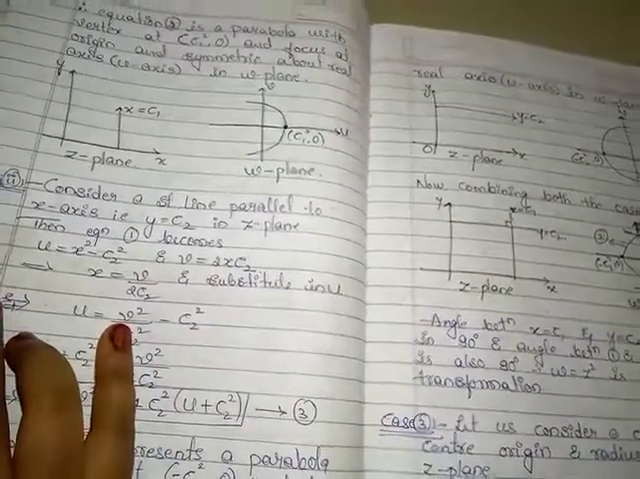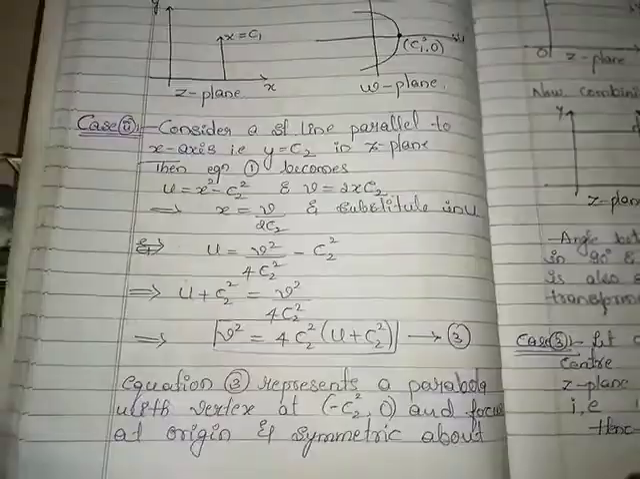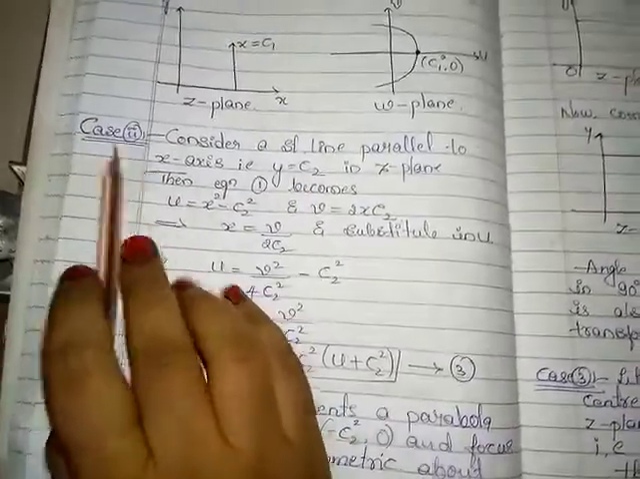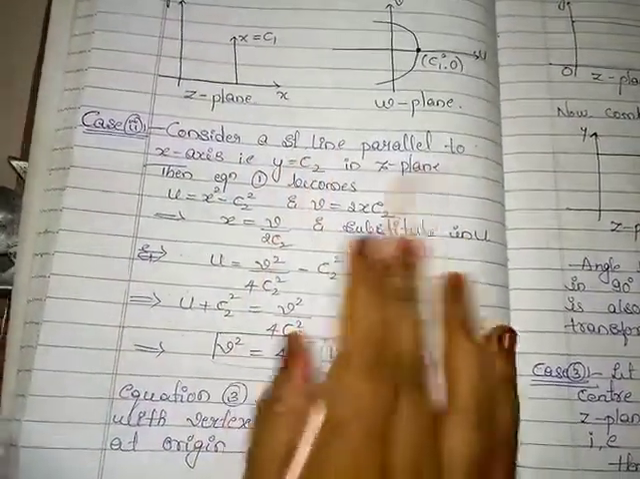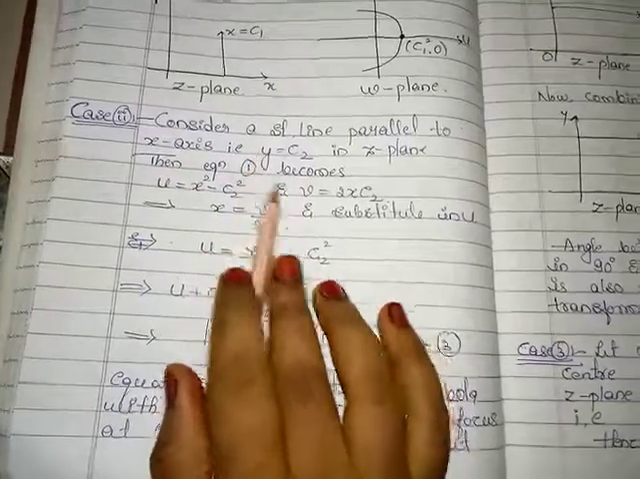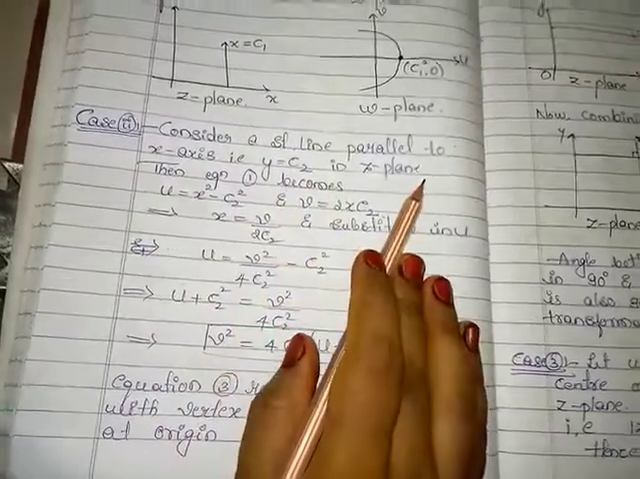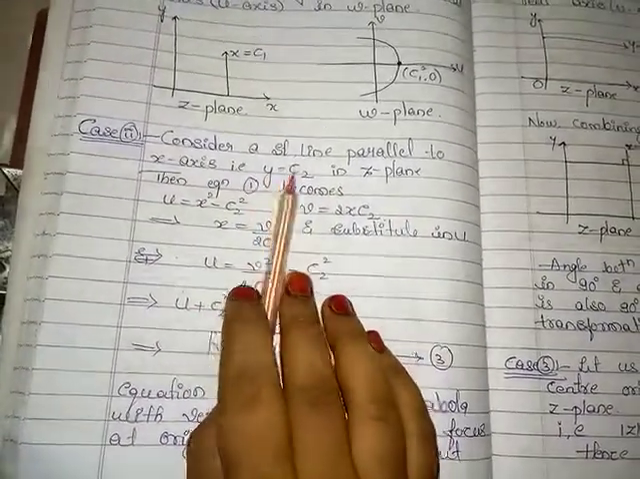Next, consider the second case. Next is case 2. Consider a straight line parallel to x axis, that is y is equal to any constant, that is c2 in the z plane. Substitute this in equation 1.